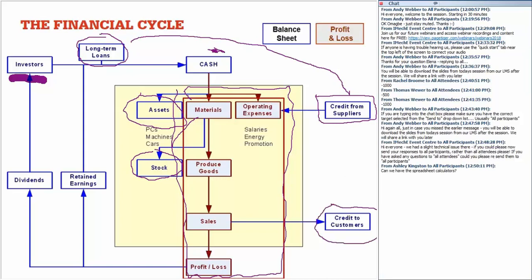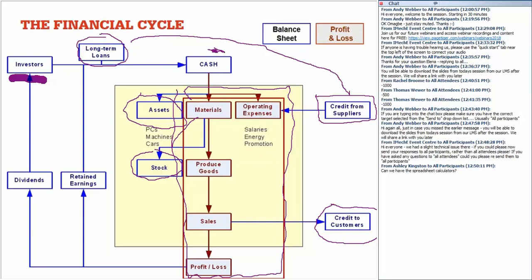We also have money owing to us. So when we made the sales, we gave some credit to our customers. They didn't pay us immediately. So that is an asset. That is money that is owed to the company and will eventually come in. And those are on the balance sheet, as you can see, because they're blue boxes.